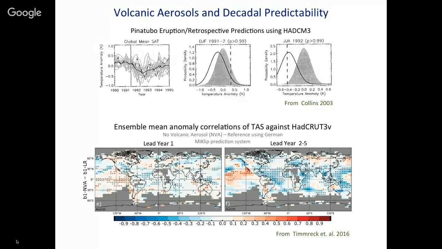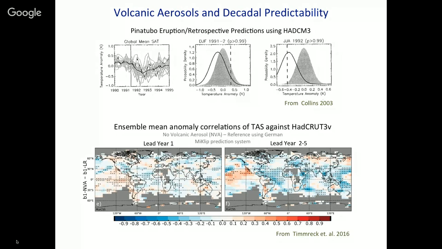Then there is a new study by Timrek et al. in 2016, from the Max Planck group. Essentially they're going along a similar direction, but they have presented it slightly differently. What I'm showing you here is that they use something called a Milkip prediction system. It's a coupled model system, and they do two sets of runs: one with non-volcanic aerosols, and one with the reference aerosol. What you're seeing here is the difference between non-volcanic aerosol minus reference.